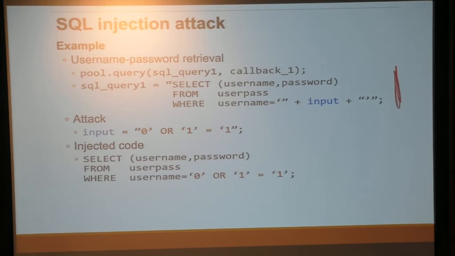So how do I attack this? Well, since you are doing a string concatenation, I can put my string as something like this. My injected code will look like this. Notice the OR here. The username is 0. And this is always true. So I will always return something. Now everyone else can go in without even having a valid account.